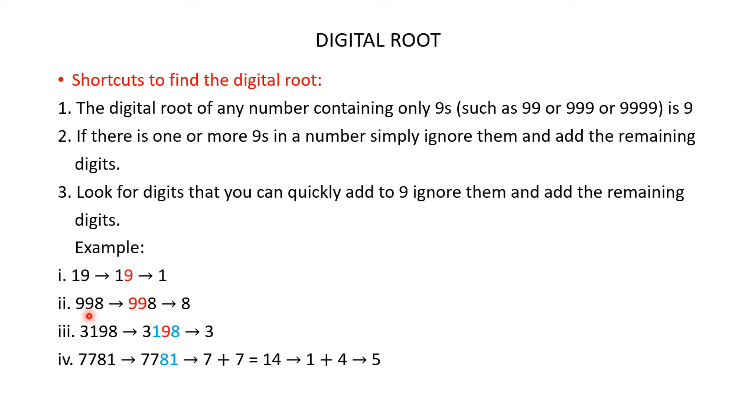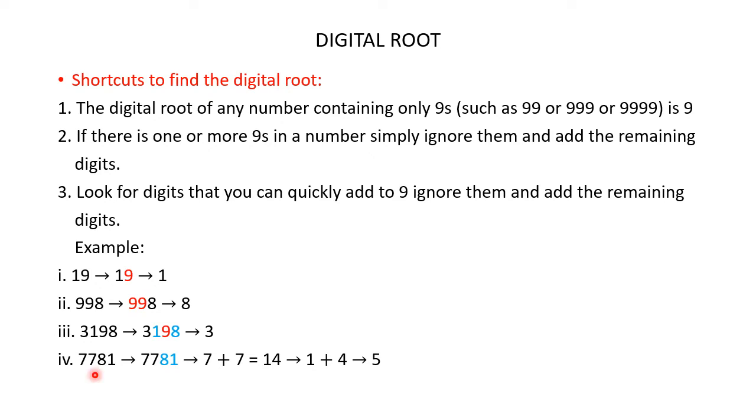Look at this number 998. There are two nines which you can ignore. You're left with 8. So 8 is the digital root of 998. Look at the number 3198. You can ignore this 9. Also 1 plus 8 is 9. So you can ignore these two digits 1 and 8. So you are left with 3. So 3 is the digital root of 3198.